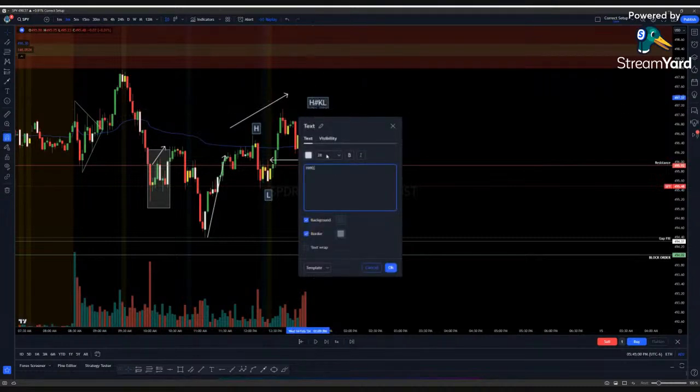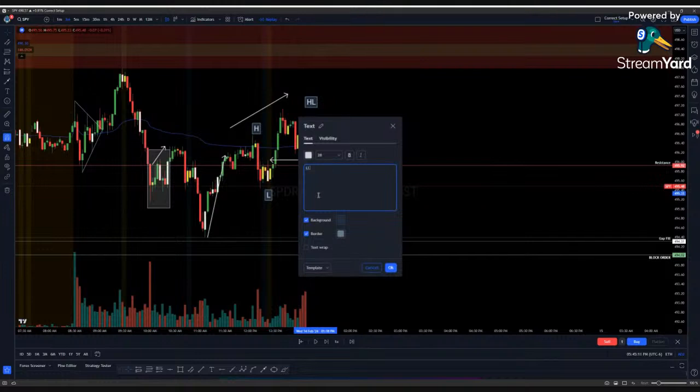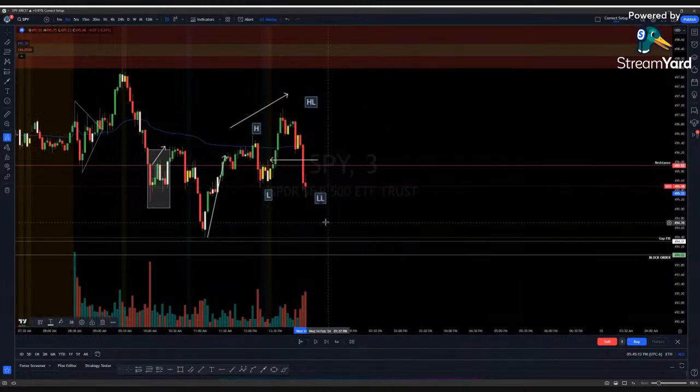Higher low, right? And then this is where they're trying to scare you, on your lower low. So this is your low. They're trying to break this low. So they're trying to break that low, right?